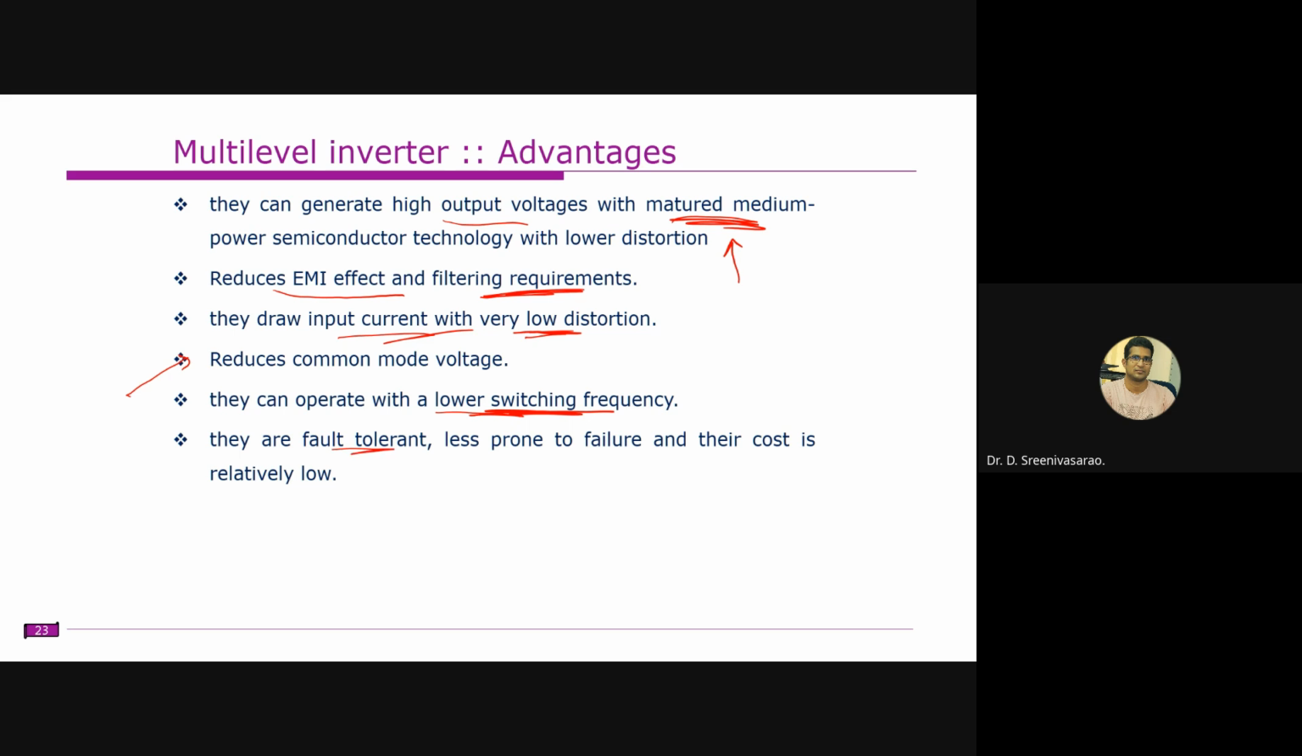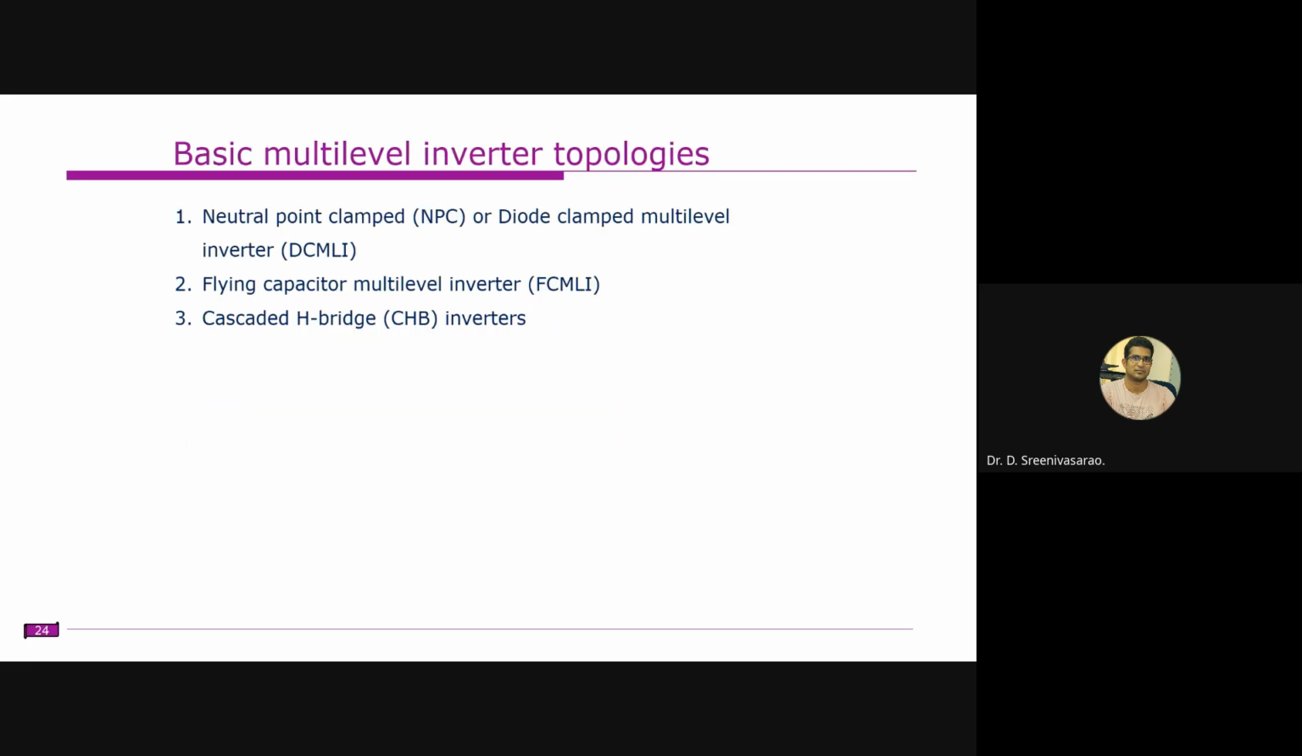Another thing is that they're fault tolerant. If some fault occurs, we can reconfigure the inverter to operate at the same power level and voltage level, or else at some reduced power and voltage levels. They're less prone to failure, and their cost is relatively low when compared to the multiple and high power two-level inverter case. Right, so these are the advantages here.